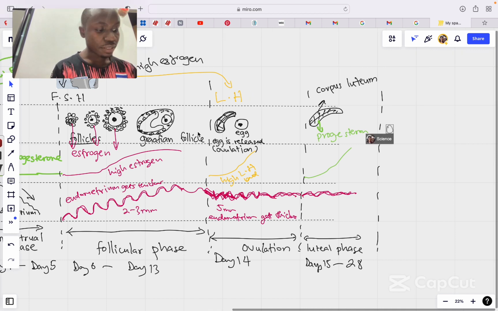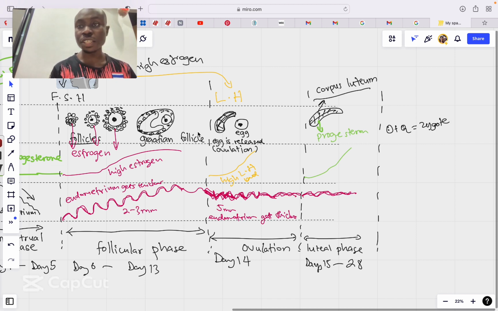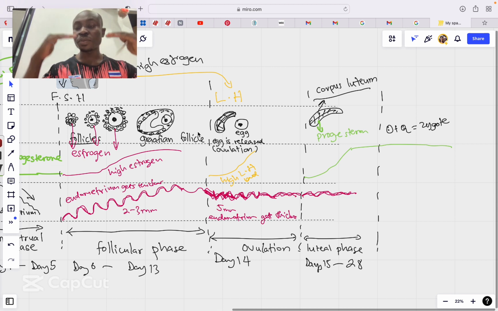If this is the egg, and if the egg meets a sperm to make a zygote, the corpus luteum cells will continue to make progesterone. So the progesterone level will stay very high because there is a baby, right? We form a zygote, and the progesterone level will be high for 9 months before the baby is born.